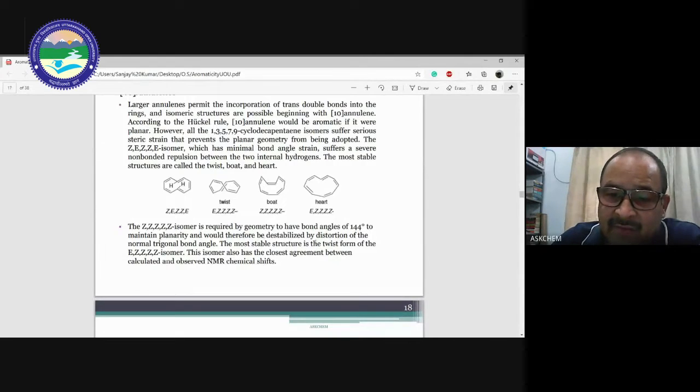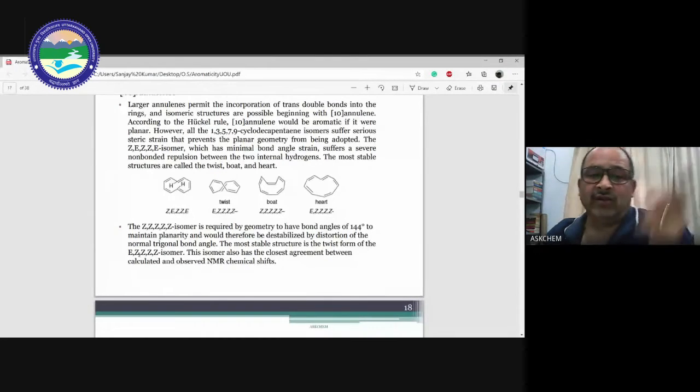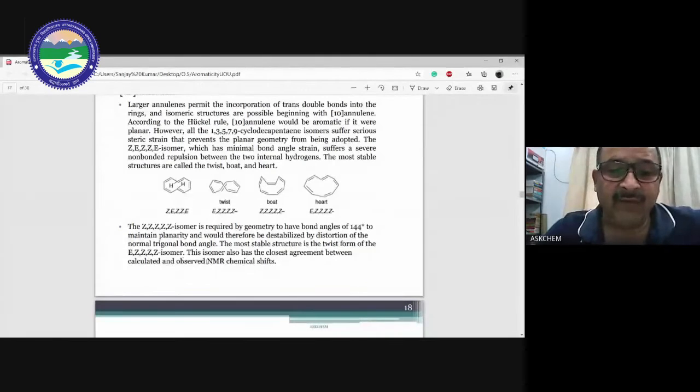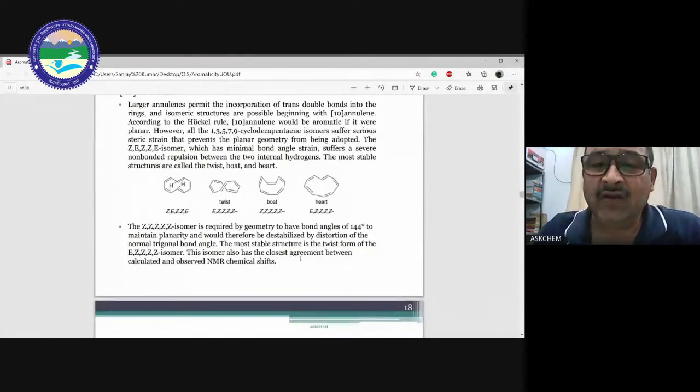Therefore, it is destabilized by distortion. The most stable structure is the twist form, that is the E and all the rest Z isomer. This isomer also has the closest agreement between calculated and observed NMR values.